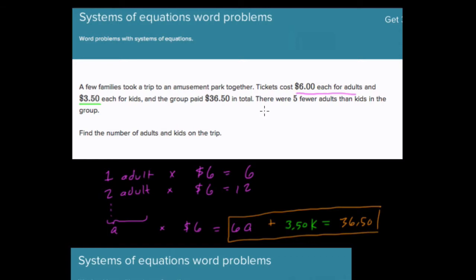Then they have to give us a second statement. And sometimes you'll have to hunt for it. But you need a second relationship to solve for two variables. The idea is that with two variables, you need two relationships. There were 5 fewer adults than kids.